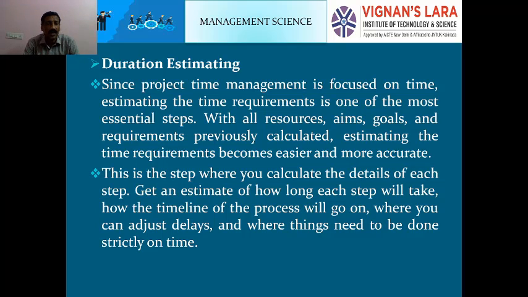The first part started and ended; the duration is 9 days. Okay. According to the previous 9 days, the duration of the second event is to be estimated in sequential order. Since project time management is focused on time, estimating the time requirements is one of the most essential steps. With all resources, aims, goals and requirements previously calculated, estimating the time requirements becomes easier and more accurate.